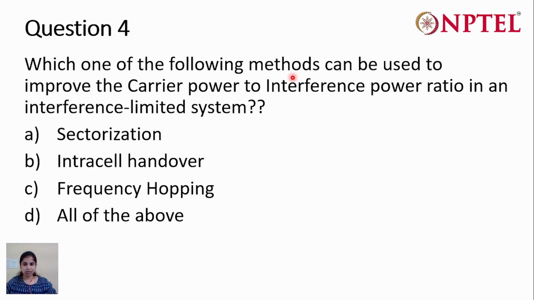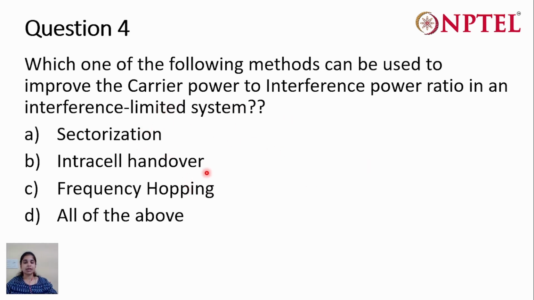Which one of the following methods can be used to improve the carrier power to interference power ratio in an interference limited system? We need to improve the carrier to interference power ratio. What do you mean by intra-cell handover? That is due to sectorization, right? If between sectors of the same cell, we could do a handover, that also helps us to improve the carrier to interference ratio.